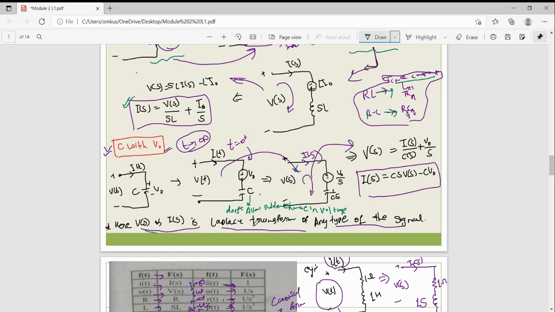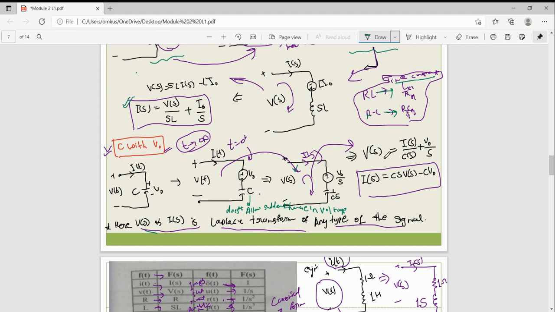Now here V of s and I of s are the Laplace transforms of any type of signal. So whatever signal is given to you, all satisfy these conditions, right? This is our general method. Whatever situation or waveform is given, step, ramp, parabolic, any waveform of any shape, which has bounded input and bounded output, must follow these steps, or you can say this process.